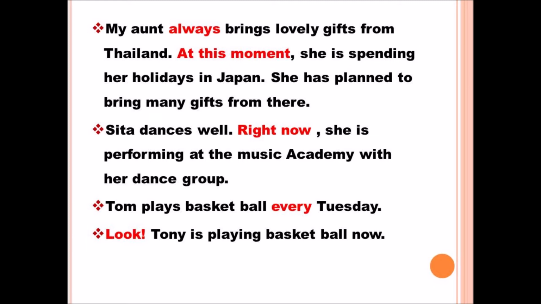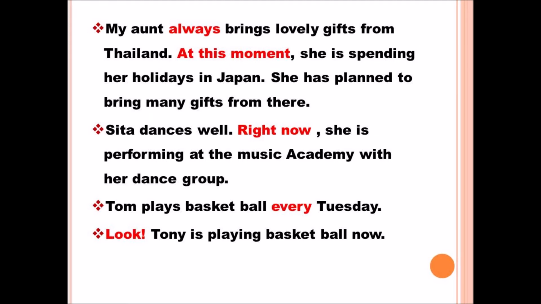Is is the be form of the verb that we use for he, she and it. Here she is given, so we have used is, and spend is the verb. We have added ing for present continuous tense. She has planned to bring many gifts from there.